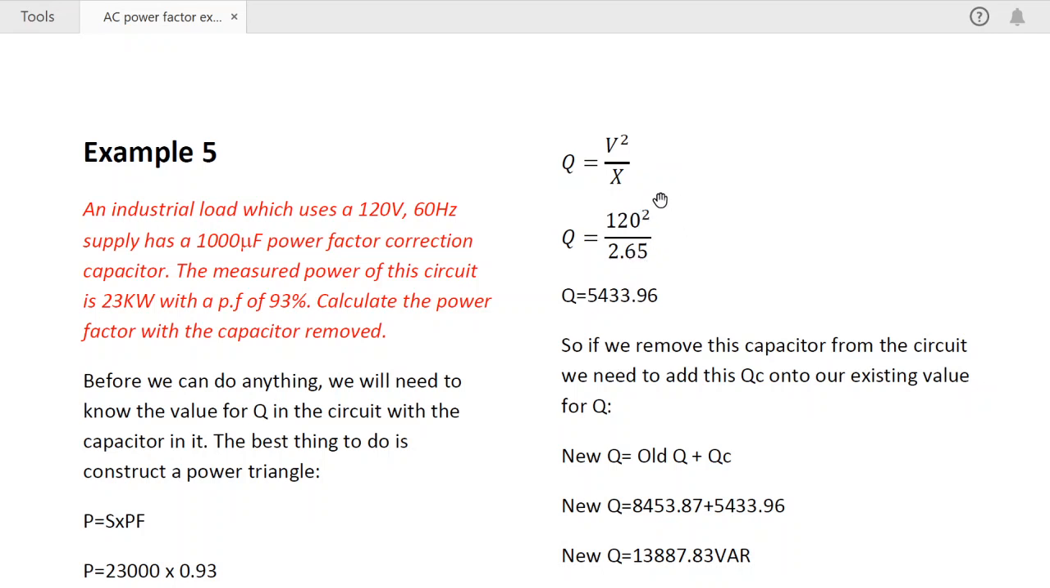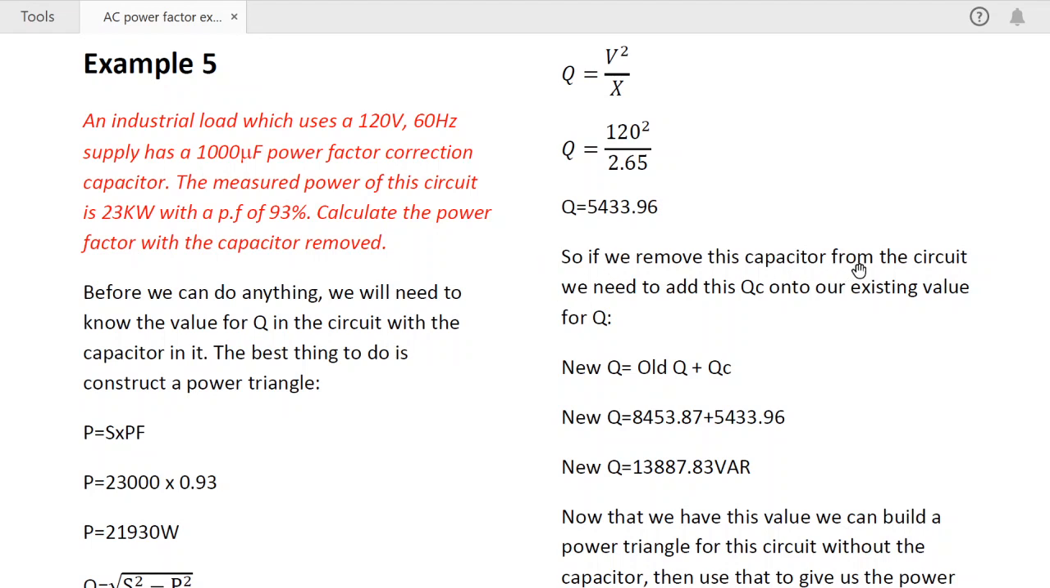Our V was 120, so we square that and we divide by the X that we've just worked out, the XC. Remember, the C on our X is just to note that it's capacitive, and L would note that it's inductive, but if we only have one type, we can just call it X if we want to. So 120 squared over 2.65 equals 5,433.96. So that's the reactive power just of that capacitor.